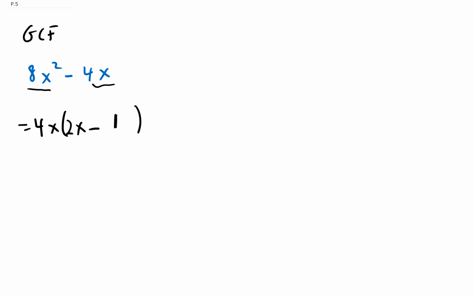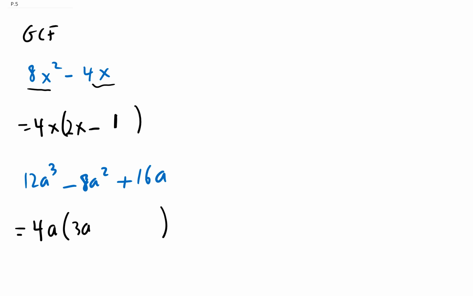It can be more than two terms. Say 12a to the third minus 8a squared plus 16a, let's say. We have three terms here. It is very important to know how to find the greatest common factor. For 12, 8, and 16, it is 4. For a cubed, a squared, and a, we take the smallest a. What is left inside? We need a 3, since 3 times 4 is 12. We need a squared minus, we need a 2a, and we need a 4.